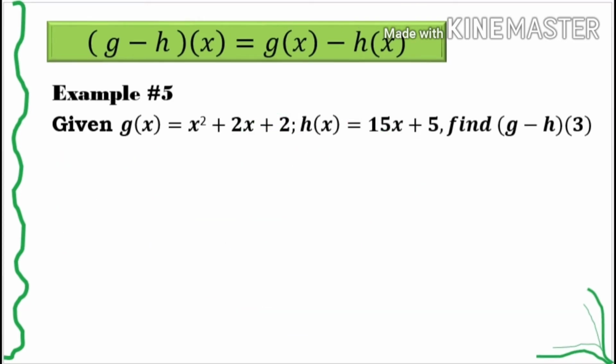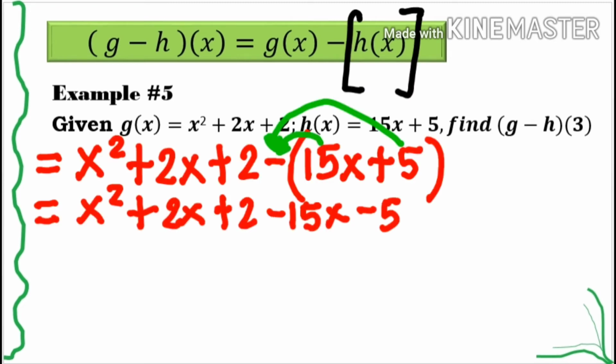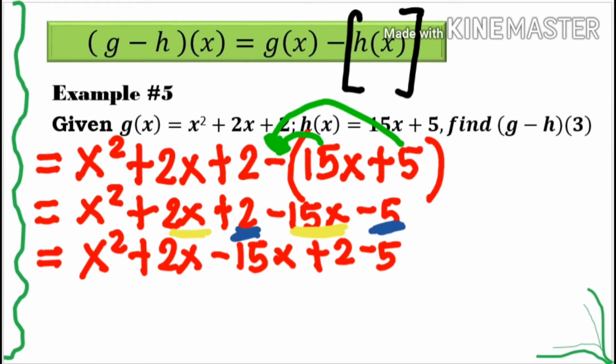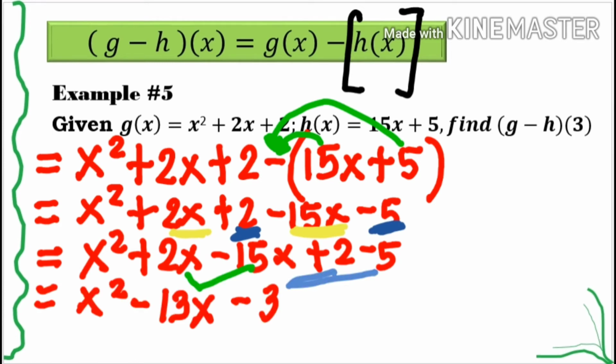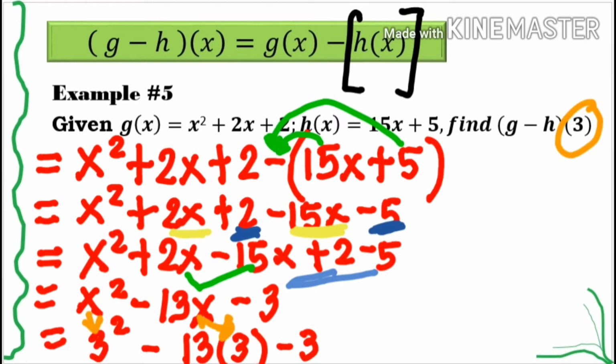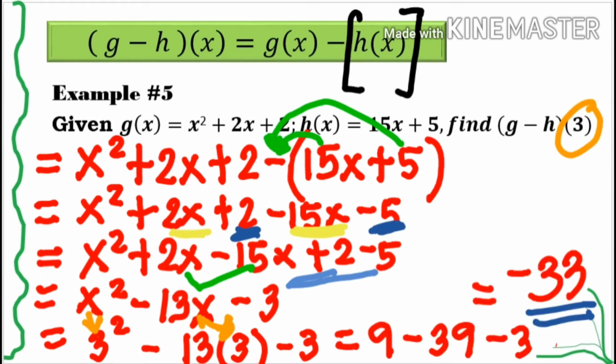Example number 5, given g of x equals x squared plus 2x plus 2, h of x equals 15x plus 5, find g minus h of 3. Okay, substitute the given to the formula. So we have x squared plus 2x plus 2 minus 15x minus 5. Then combine like terms. So we have x squared plus 2x minus 15x plus 2 minus 5, and then simplify: x squared minus 13x minus 3, and then substitute the value of x, which is 3. So we have 3 times 3 is 9, 13 times 3 is 39, minus 3 equals negative 33.